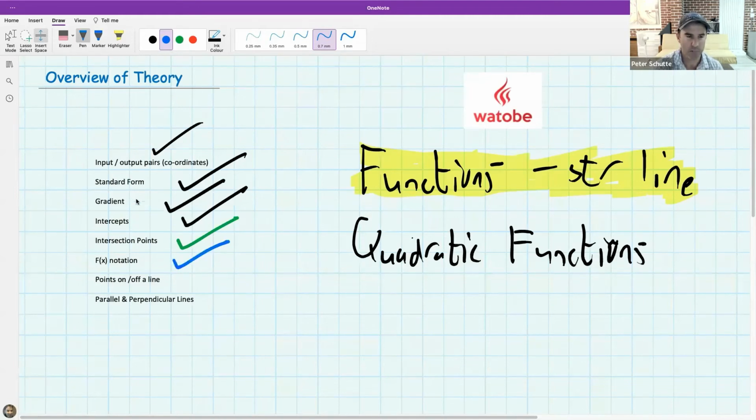I actually want a quick little poll. Who's used f of x notation? Give me a thumbs up if you've used it before. Give me a thumbs down if you've never used f of x notation.